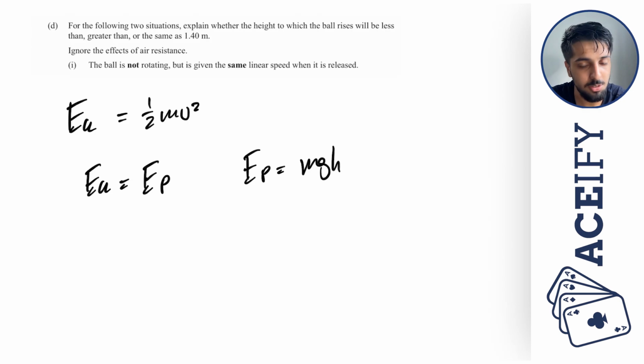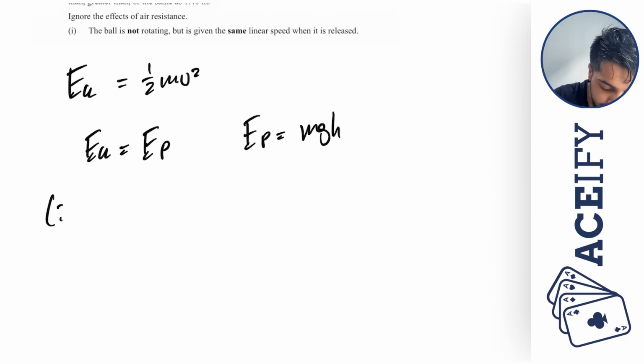Again, the mass of the ball remains the same because the ball itself hasn't changed. G certainly has not changed, because G doesn't change. And so the height of the ball has to be the same. It has to reach the same height. And so in scenario I, the height of the ball does not change.